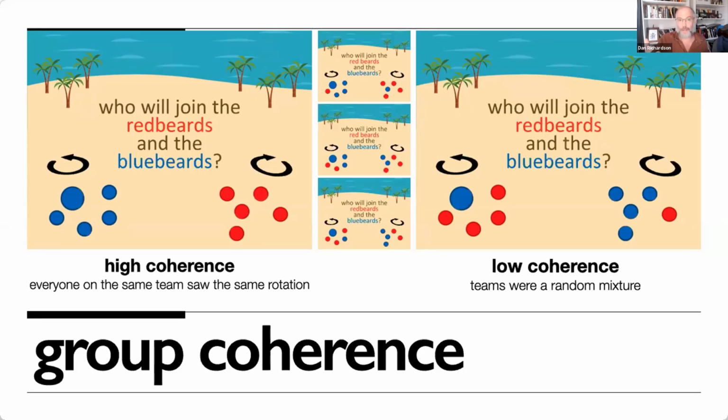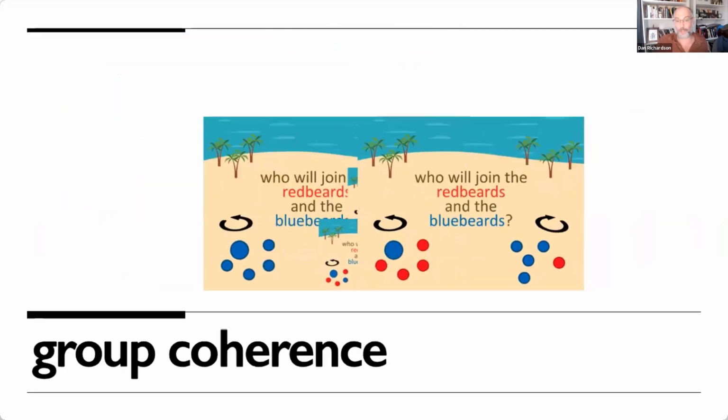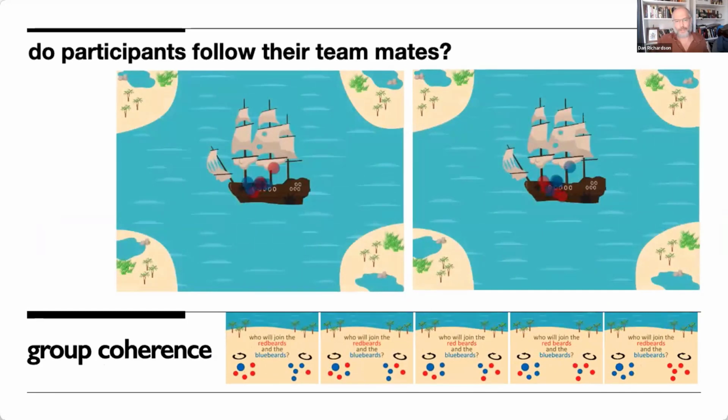And then we played various games. We looked at how that social influence spread. So in one case, we said, oh, your ship is sinking. Do you want to stay on the ship and risk it, or do you want to flee to an island? And we had dots moving in particular ways, seeing if people followed their team, and if that depended on who they thought was in that team.